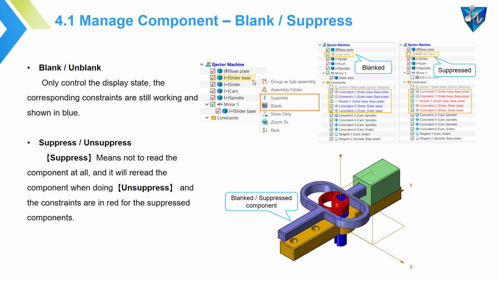Okay, in the first place, I'd like to show you how to hide the component. It's easy, and we can find the command once we right-click on the component in the assembly tree or graphic area. And please be noted that the corresponding constraints will turn blue once it's hidden. And another operation is suppress. It appears to be the same as the hide. But for suppress, it actually will remove the component temporarily. And the related constraints will turn red.